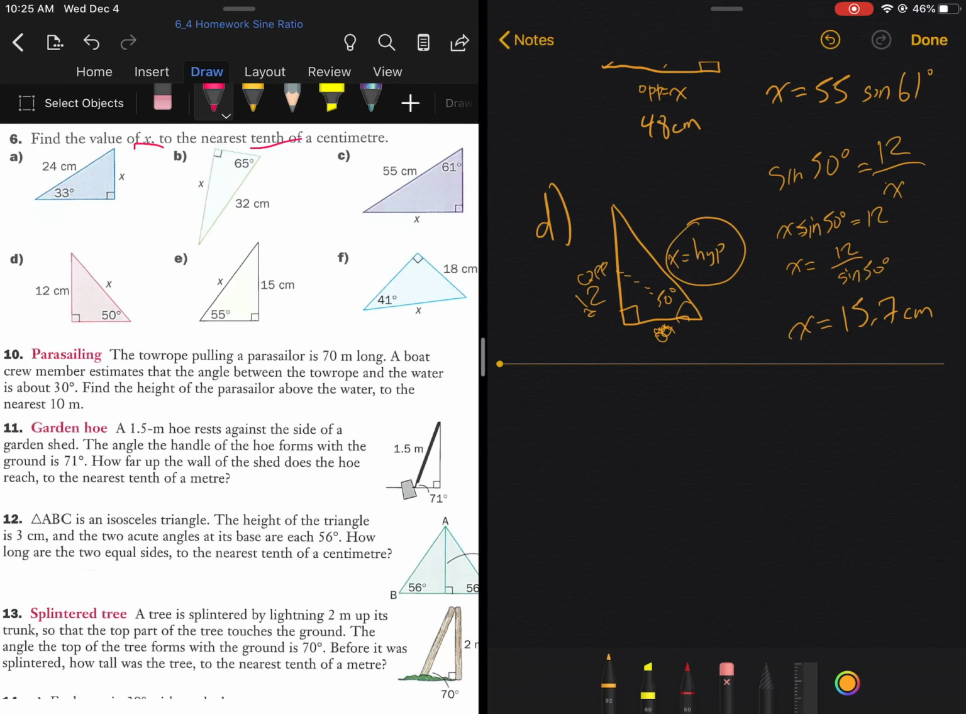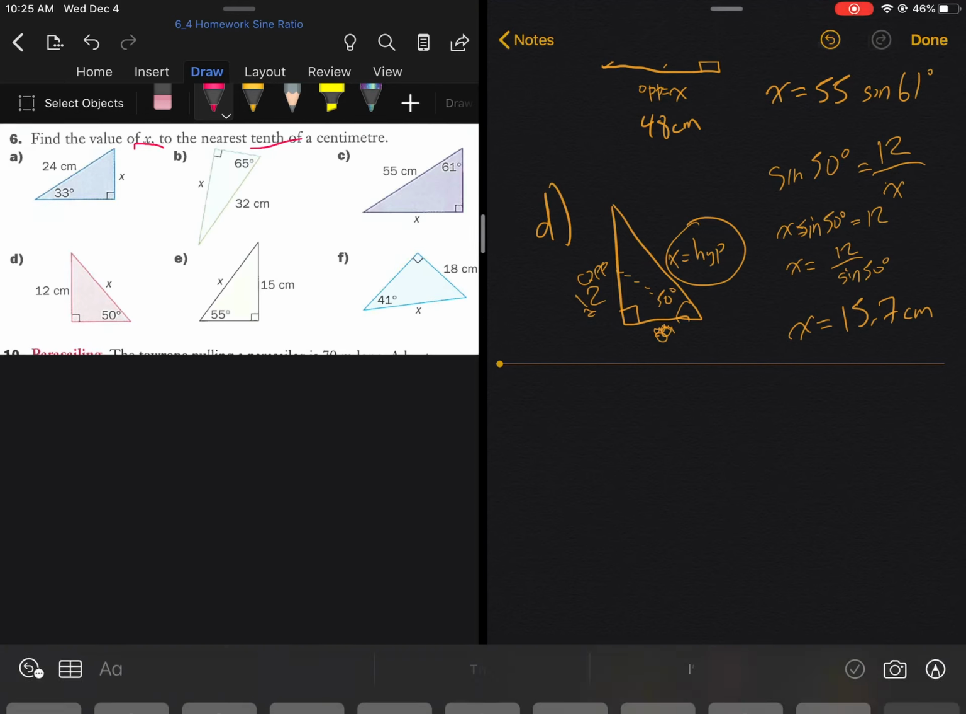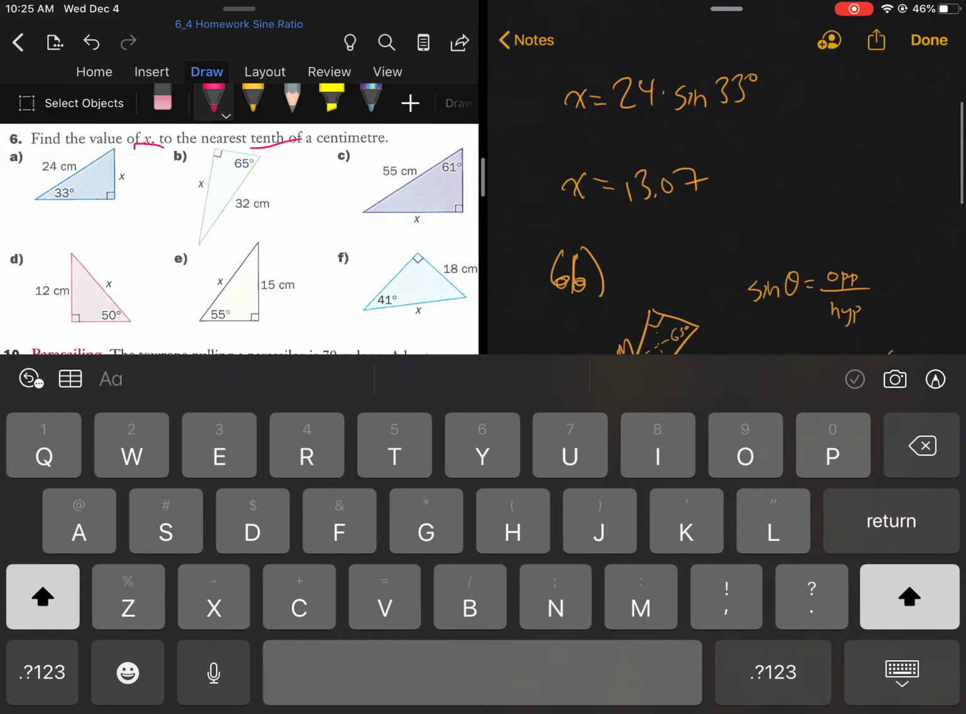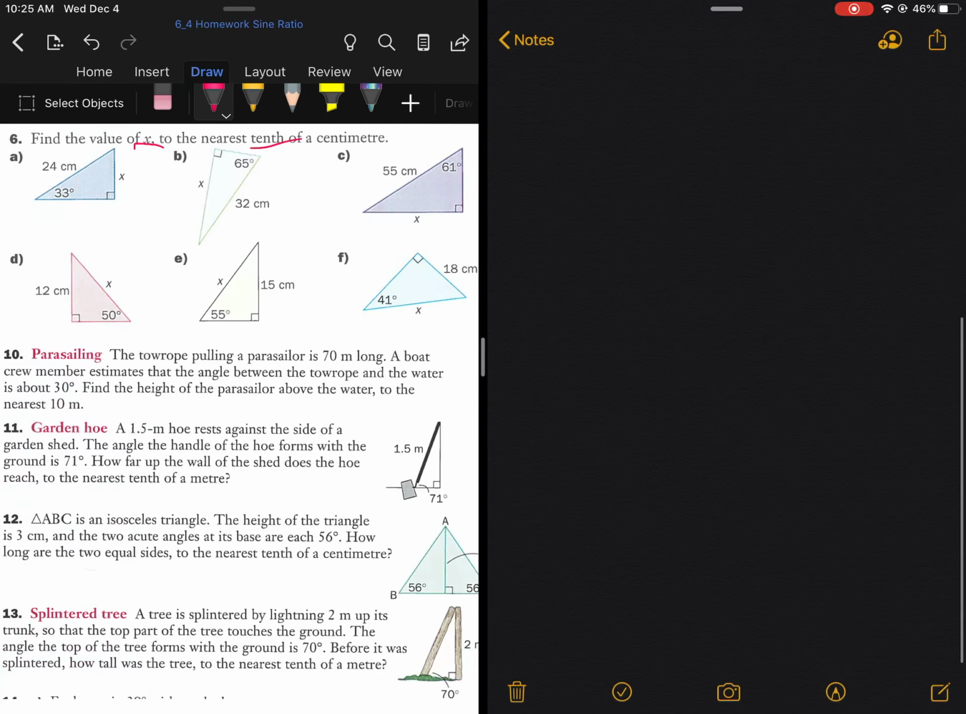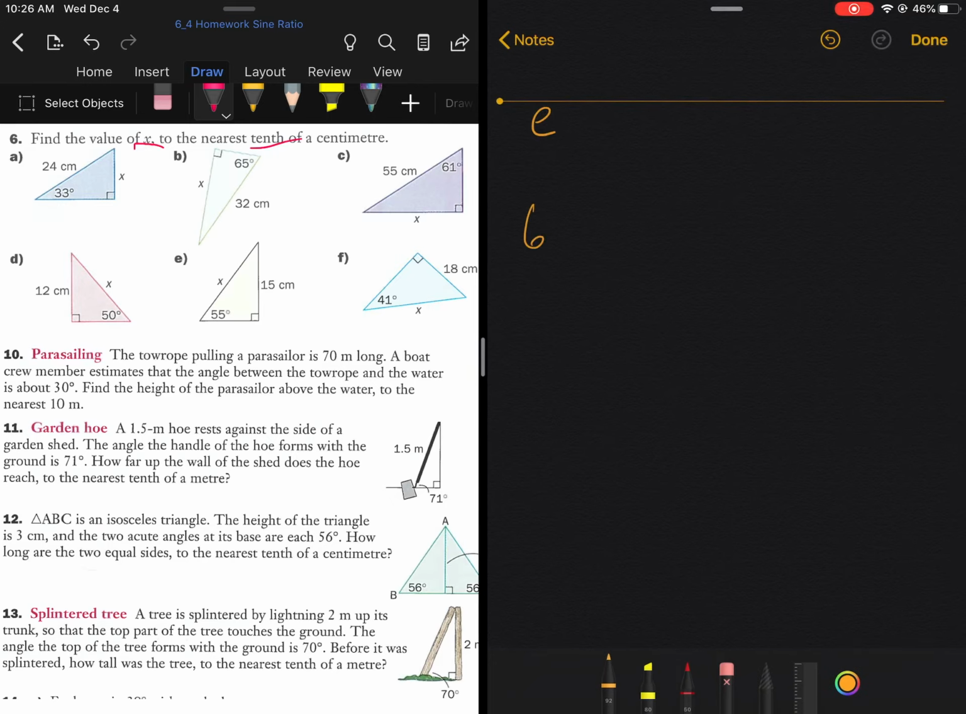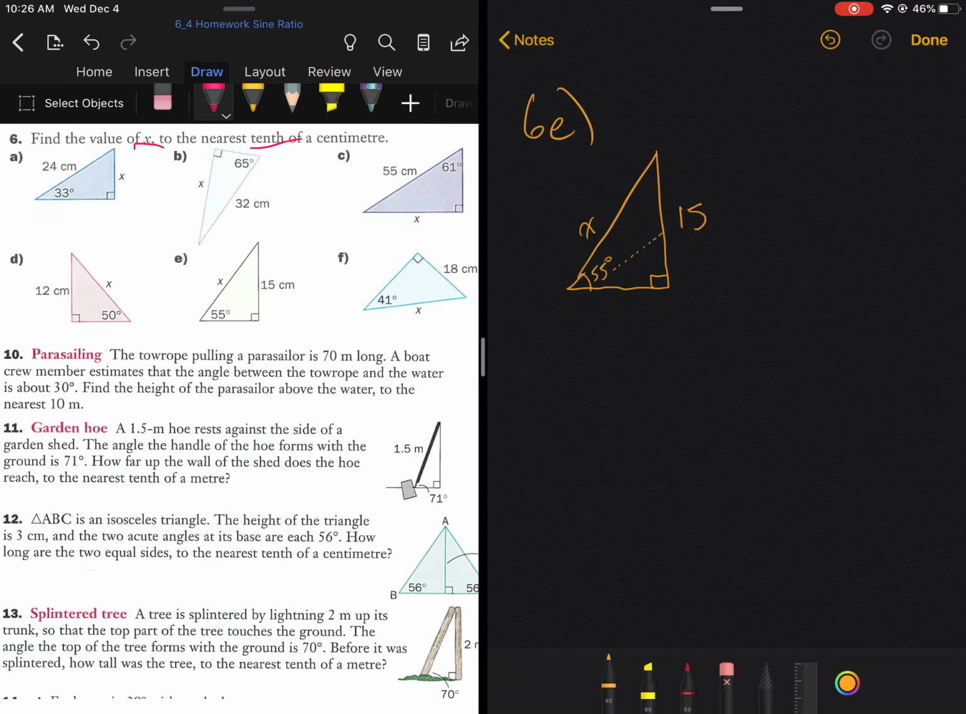Okay, that's it for question D. Question E, 6E. Here's my triangle. It's right angled. One side is equal to 15. The other side is equal to x. This angle is defined, 55 degrees. Now we have the opposite side right here. It's 15, right? Opposite of my angle. And the hypotenuse is x.